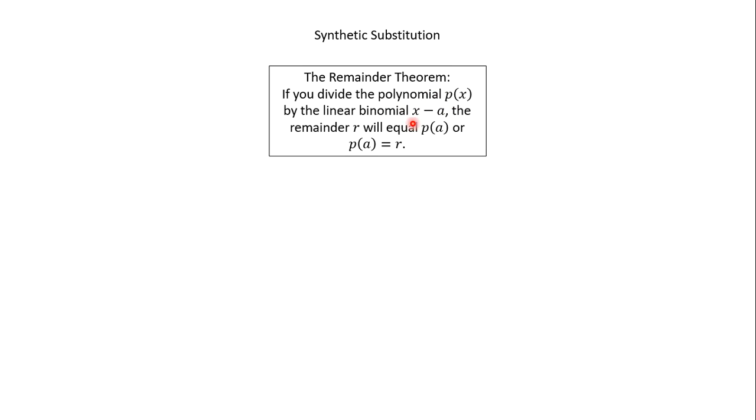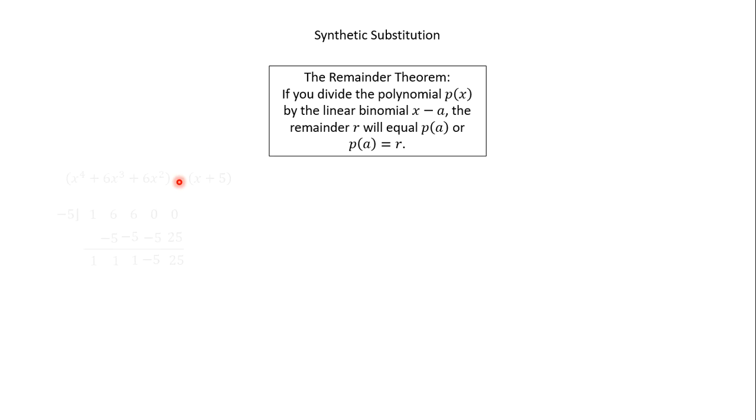And the remainder theorem, all it says is that when you divide by a linear binomial, the remainder will equal what you would get if you plugged it in, or P of A equals R. So if it's a 0, the remainder would be 0. It's actually a factor. We'd get 0. But the same is true any other time. And so this doesn't necessarily make sense. Let's see it in action.